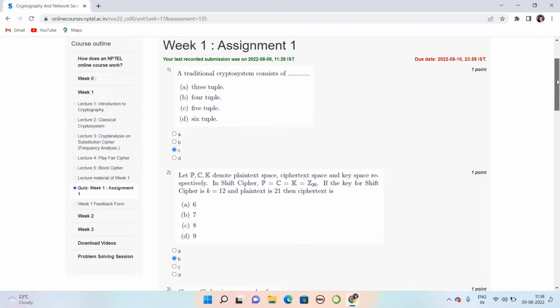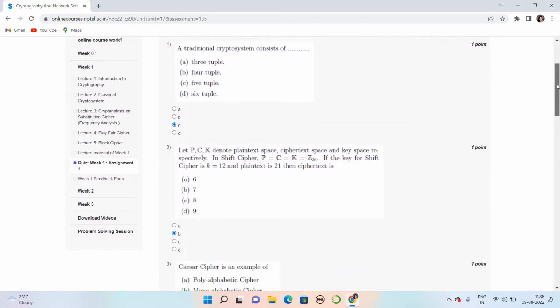Now coming to question number 1. The traditional crypto system consists of... the answer is C, that is 5. And coming to question number 2, P, C, K denote plain text space, ciphertext space, and key space, respectively. In shift cipher, P = C = K = Z26. If the key for shift cipher is K = 12 and the plain text is 21, then the ciphertext is... for this the answer is 7, that is B.